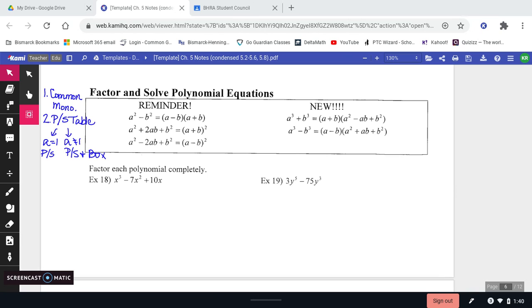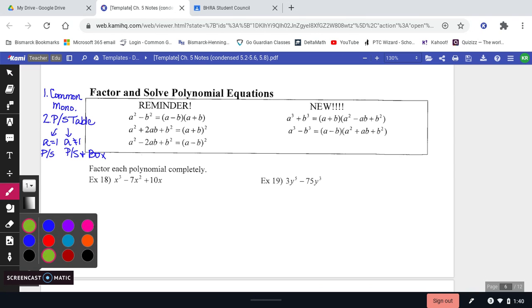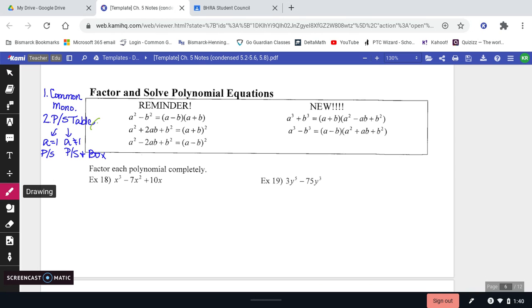factor it. And then if it is three terms, okay, maybe I should put that in parentheses. Three terms, you're going to be thinking about a product sum table. Okay, if A is 1, then once you do your product sum table, you've got your numbers you can factor. If A is not equal to 1, you have like a 2x squared, then you're going to need to do your product sum table, but you'll have to follow it with a box.